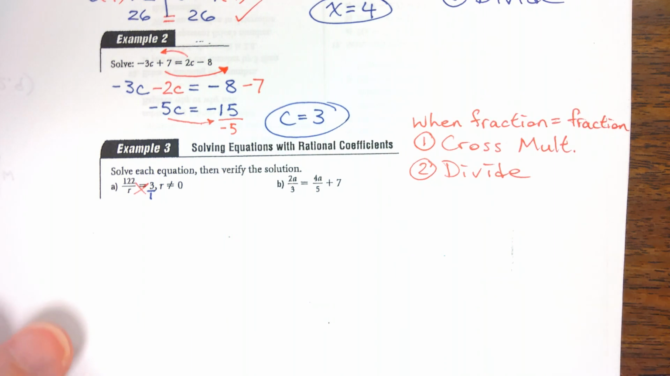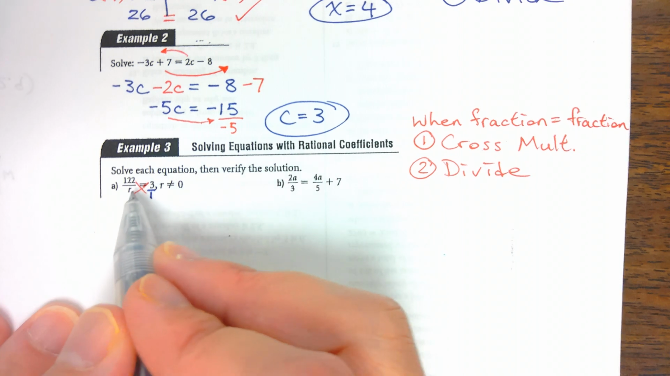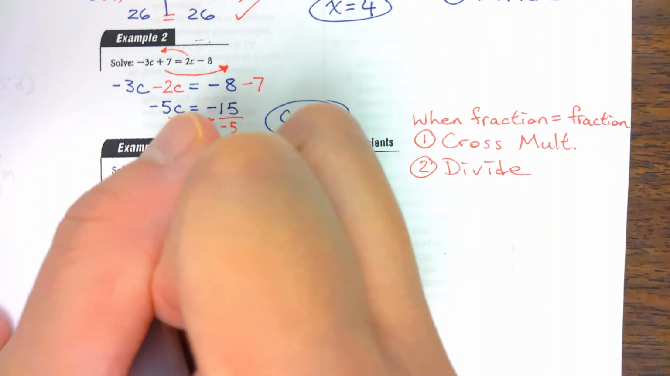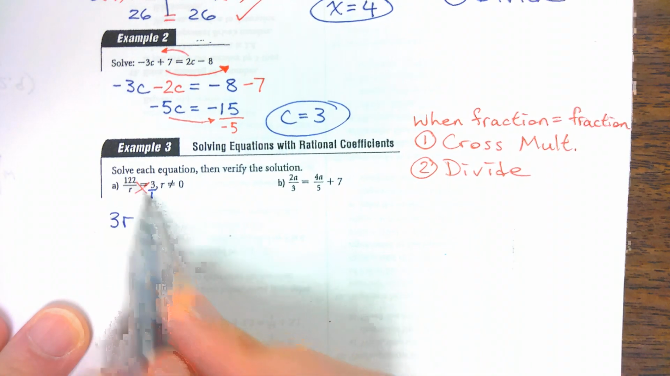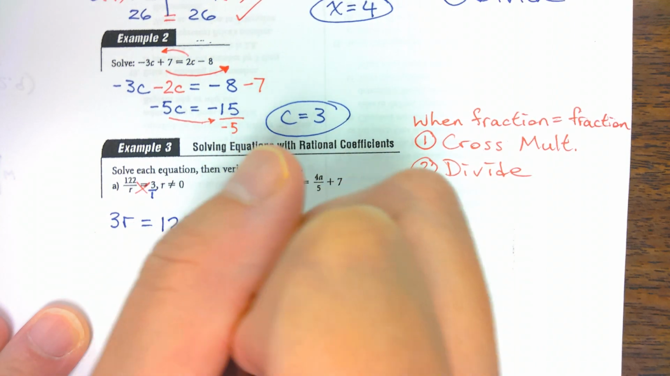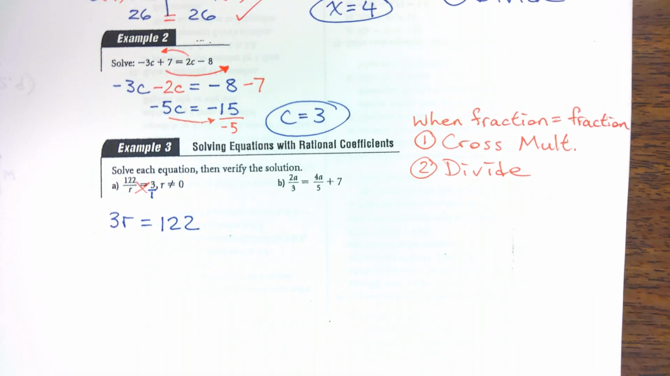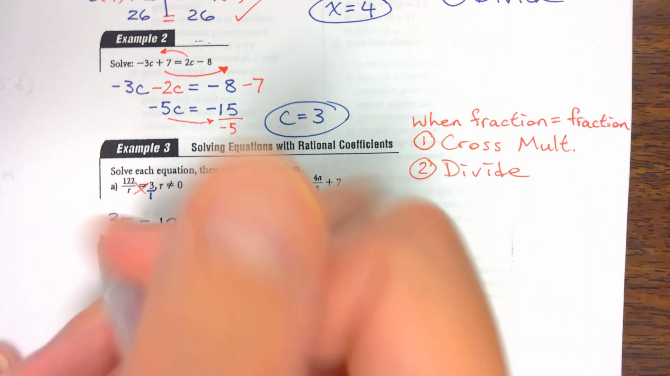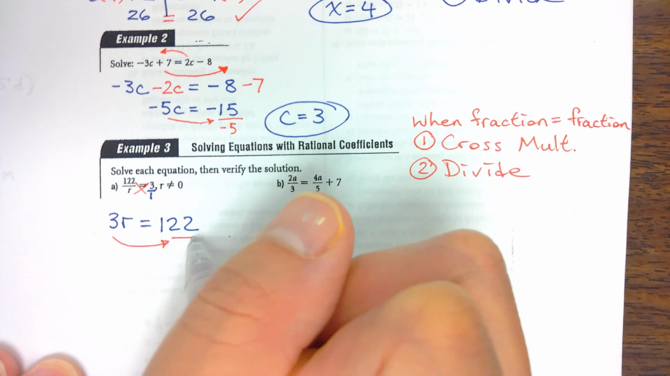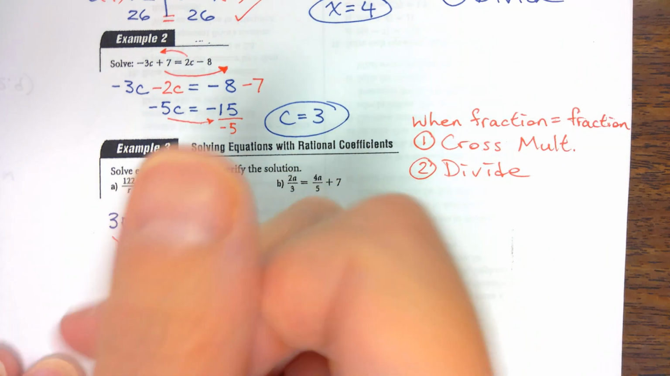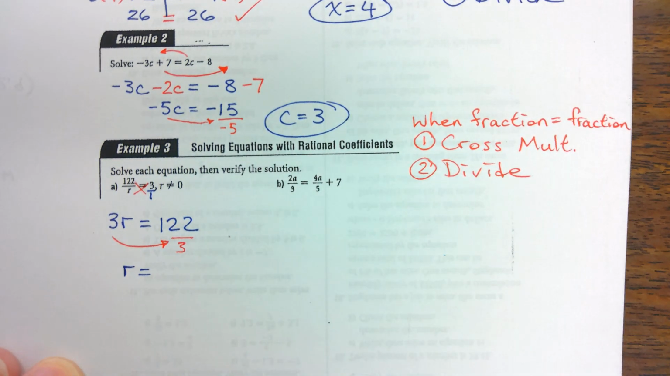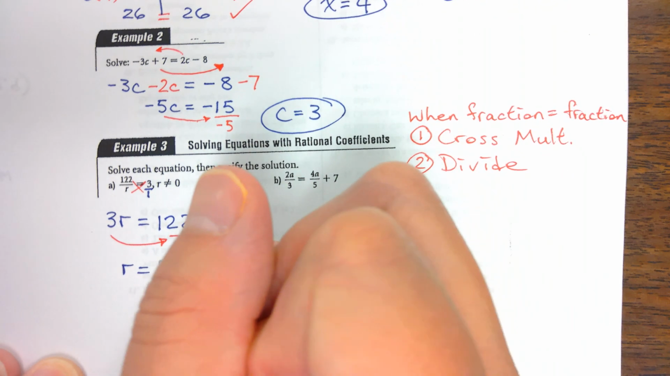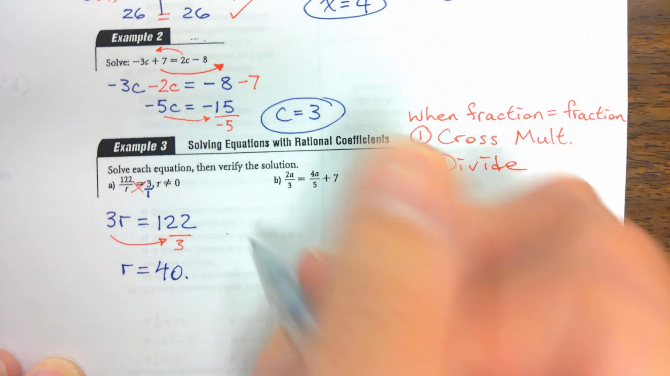Okay. So 3 times r is 3r. 122 times 1, you get 122. Alright, now I have no more fractions. It looks nice and neat. What do I do? I can just simply divide this by 3. So r equals 122 divided by 3, 40.6.